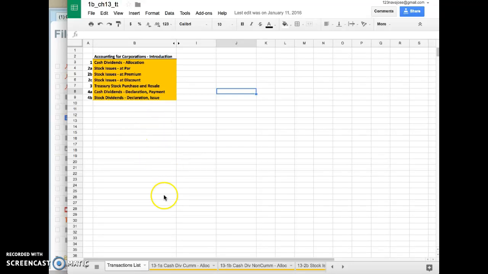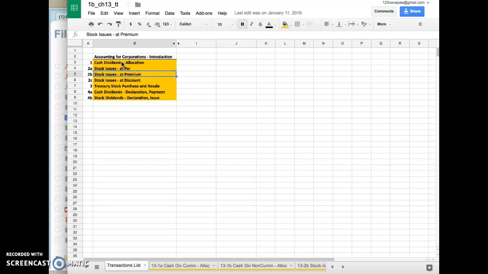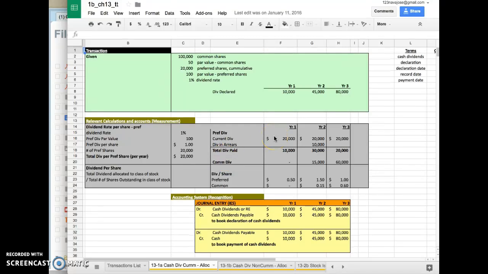Now, this handout has a number of different types of transactions, the same ones that you saw in the outline by learning objective. And so I simply give you an example of how you would calculate some of those numbers and also the format of the journal entry. So here is the actual format of, let's say in this case, cash dividends allocation, assuming cumulative preferred stock. That is given right there.